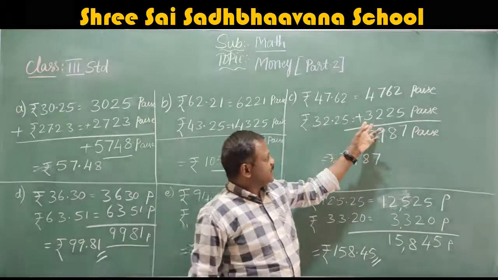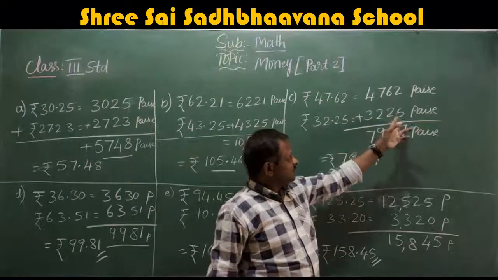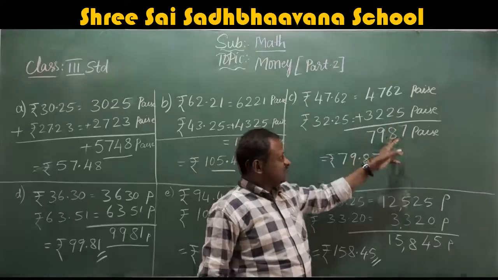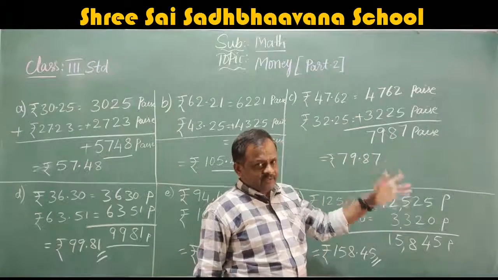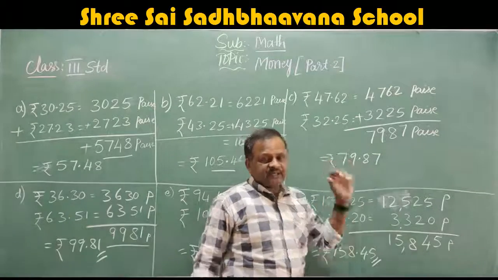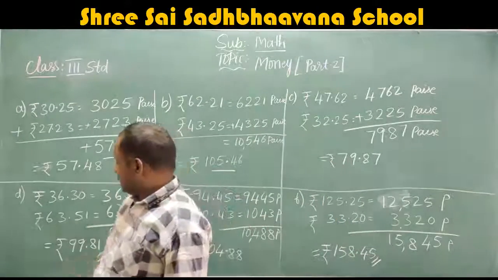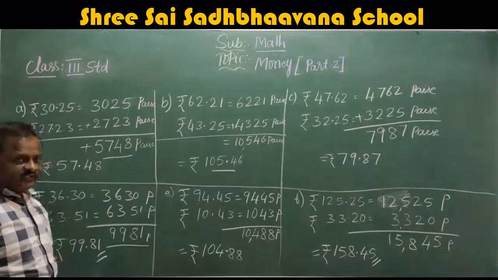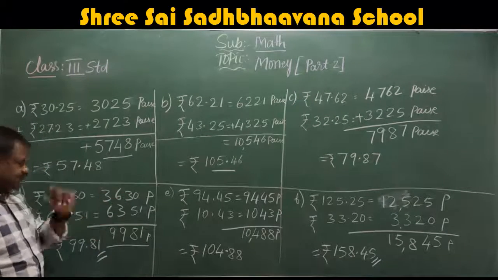Rupees 32.25 can be written as 3,225 paise. Add, you will get 7,987 paise. When you convert it into rupees, you will get rupees 79.87. Come to D problem. Rupees 36.30 can be written as 3,635 paise.